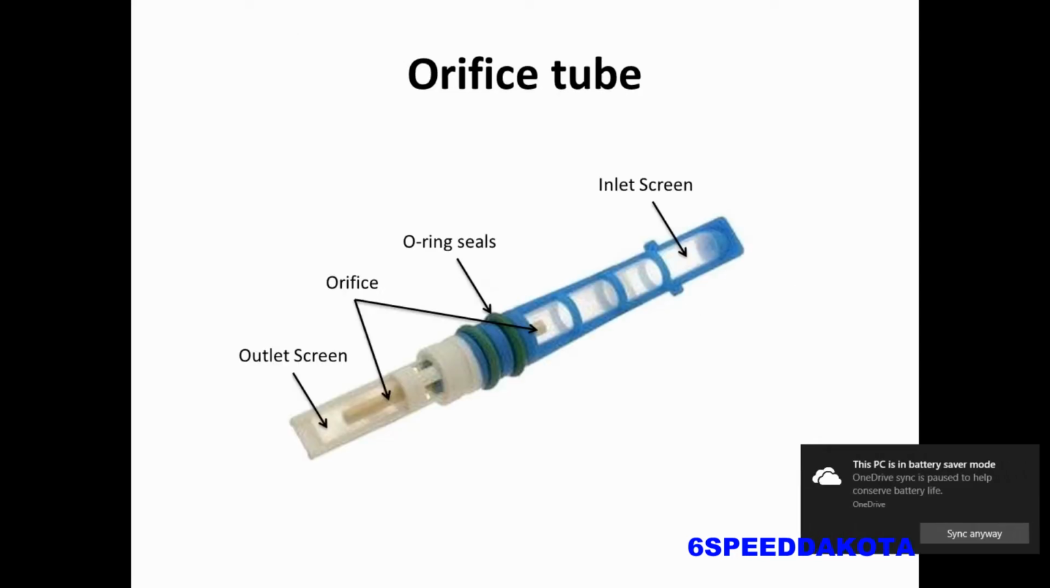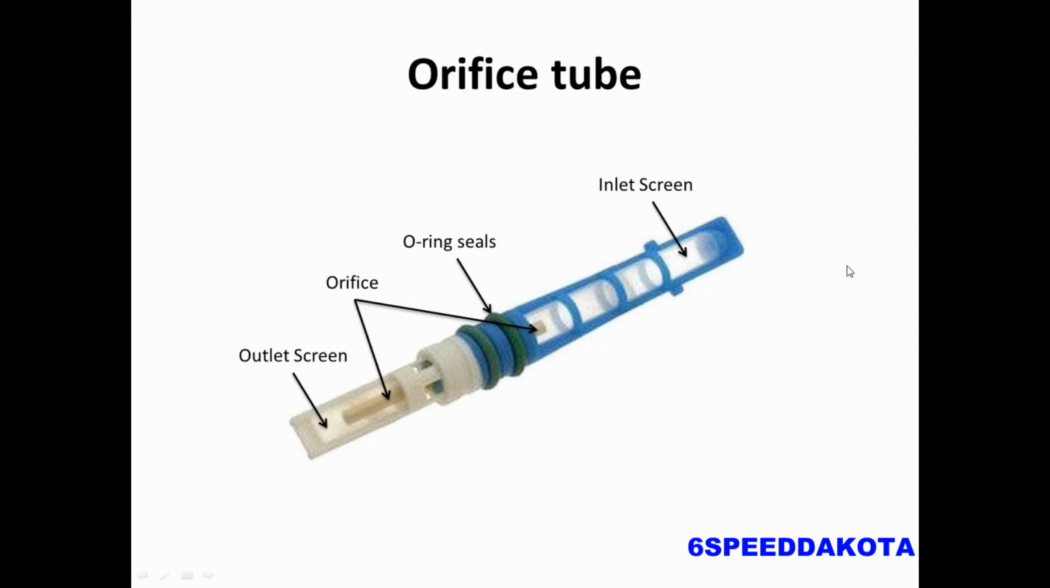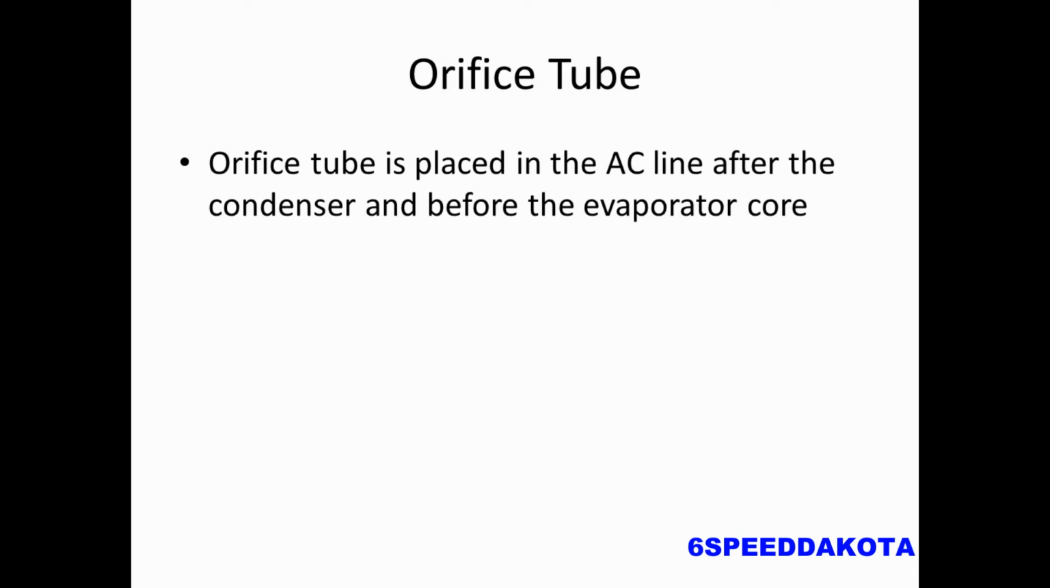So our orifice tube basically is one of our throttling devices. There's two different types. We have our orifice tube and we have an expansion valve. This one is the simplest of the throttling devices because it doesn't really do much of anything. It's kind of just a fixed metered orifice. Our orifice tube is placed in the AC line after the condenser and before the evaporator core.